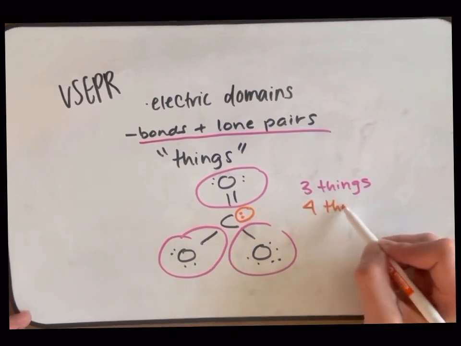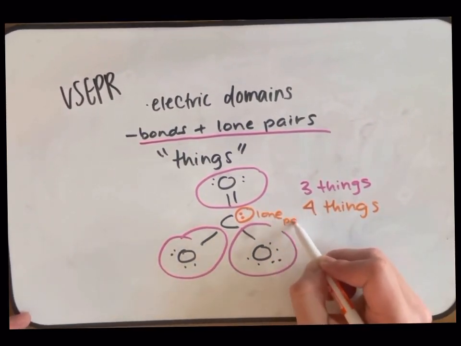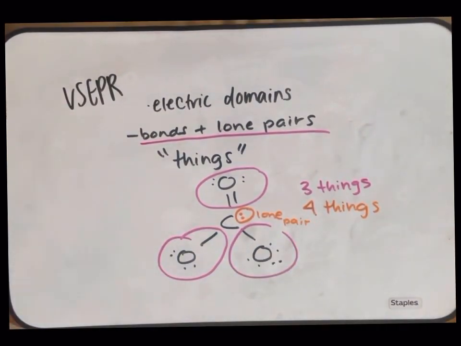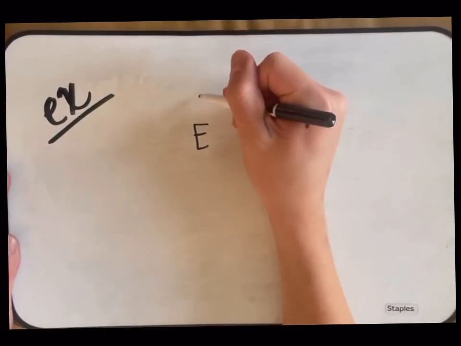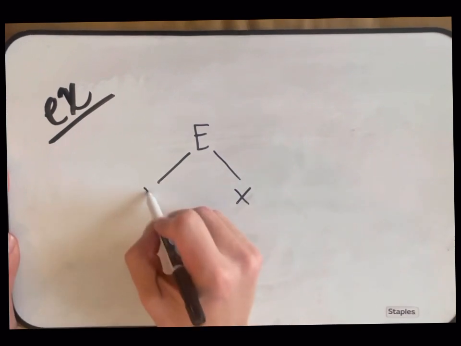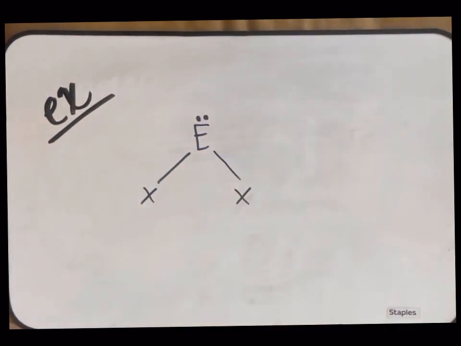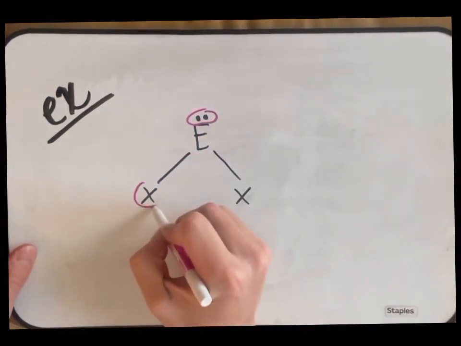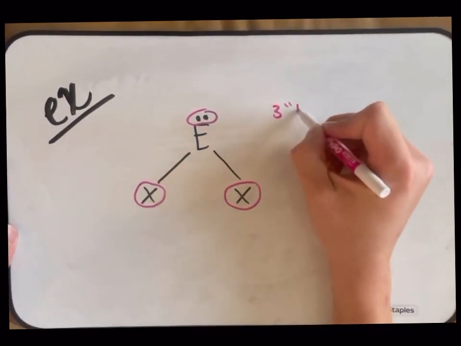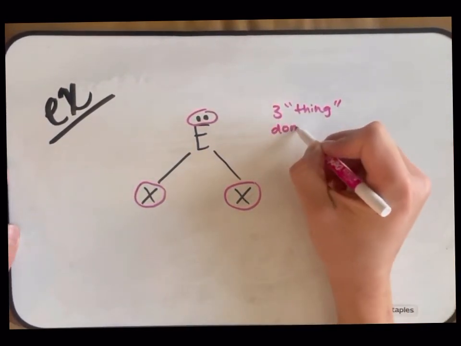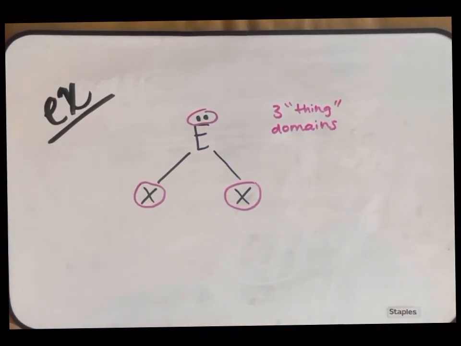But let's say there were 2 dots in the middle. That would be a lone pair, which makes it 4 things. So we're just going to count the number of things that are connected to the center. Here's an example. We're just going to use some random letters to symbolize atoms. There's a single lone pair on top, and then there's 2 atoms connected to the center. So there's 3 things, which makes 3 domains.